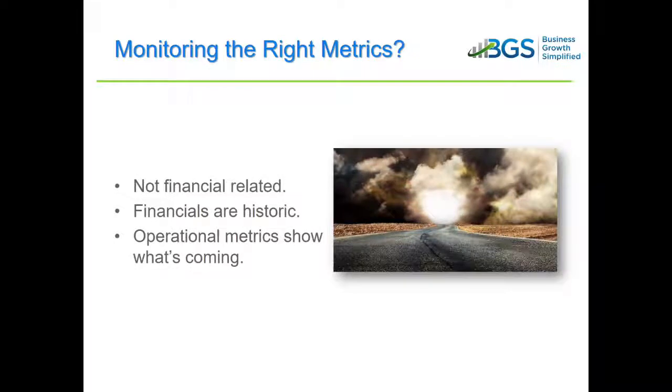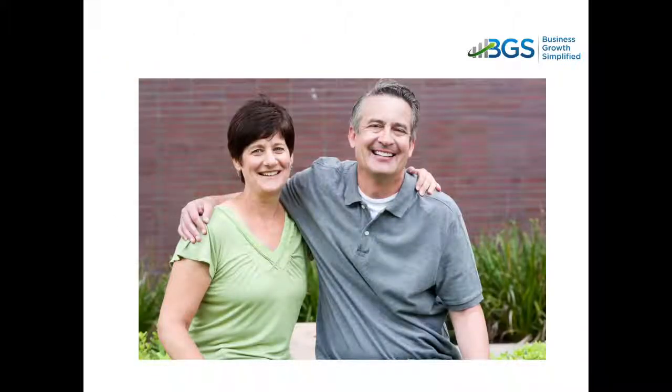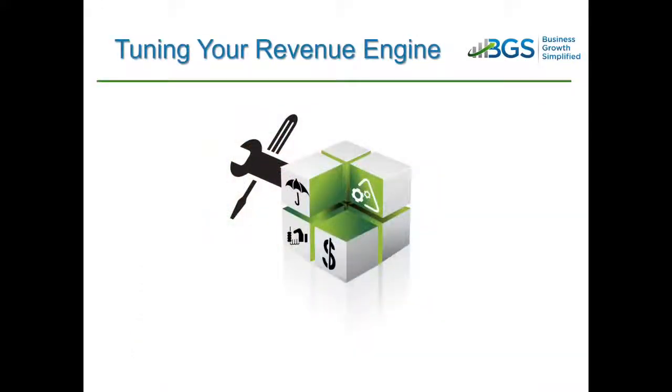Operational metrics, on the other hand, tell you what's going on right now. They're forward-looking. They look out the windshield so that you see what's coming. This approach will help you to predict what's going to happen financially so that you can make adjustments and positively affect the outcome of your financials. Think of the impact managing your business in this way would have on your top and bottom line. This is what the revenue engine is all about.